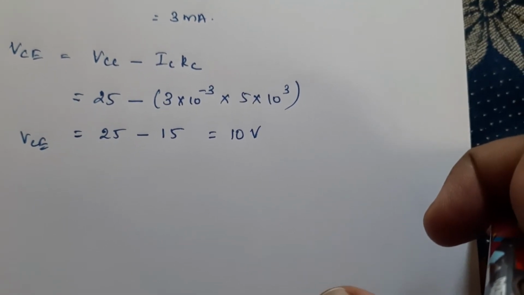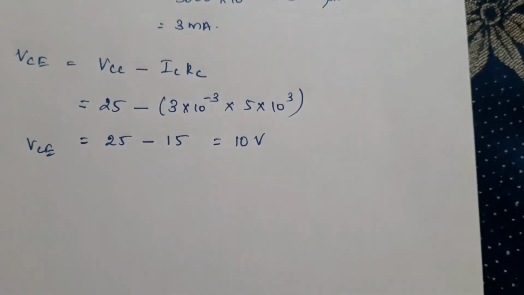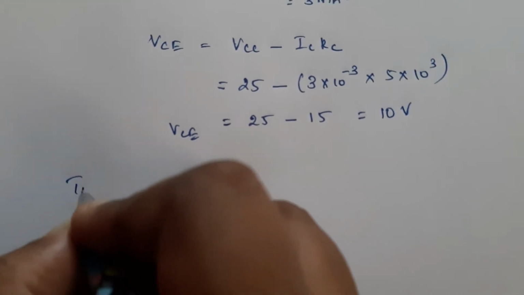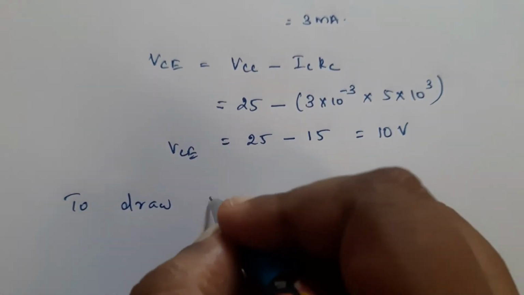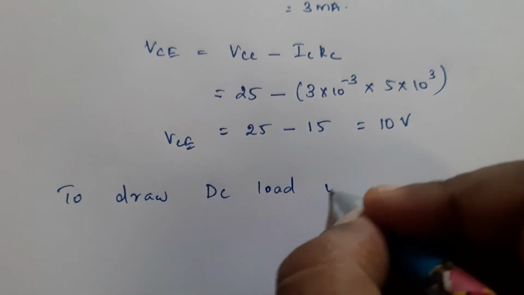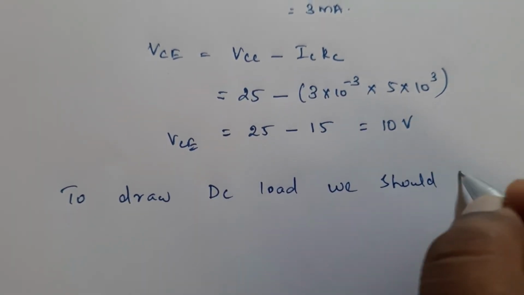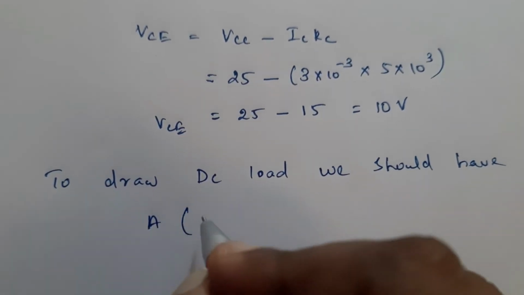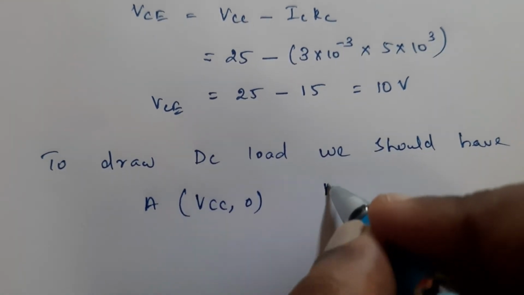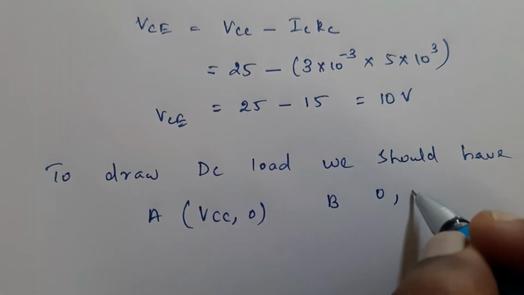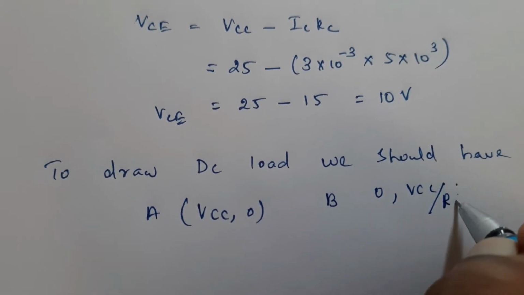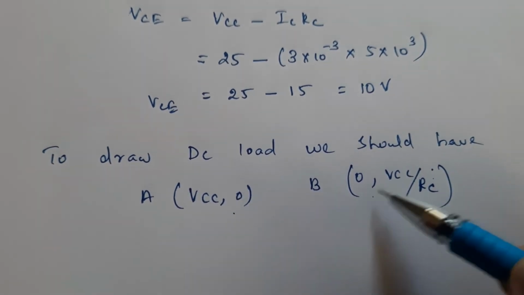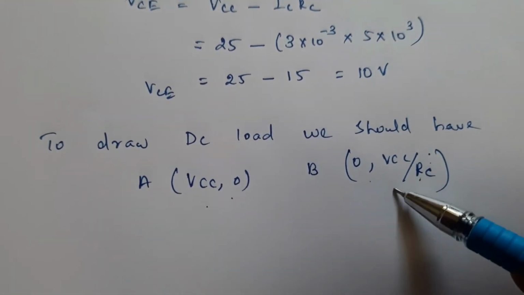Now we have to draw the DC load line and mark the Q point. Now to draw the DC load line, we should have these 2 points. The point A should be VCC comma 0 and the point B should be 0 comma VCC by RC. Okay, these two are the points. This is X comma 0 and this is 0 comma Y, so this is on the X axis and this is on the Y axis.